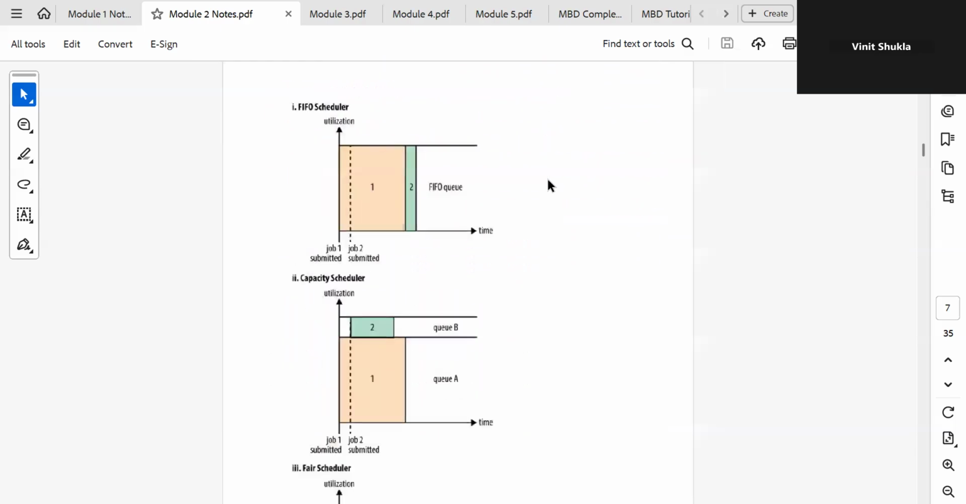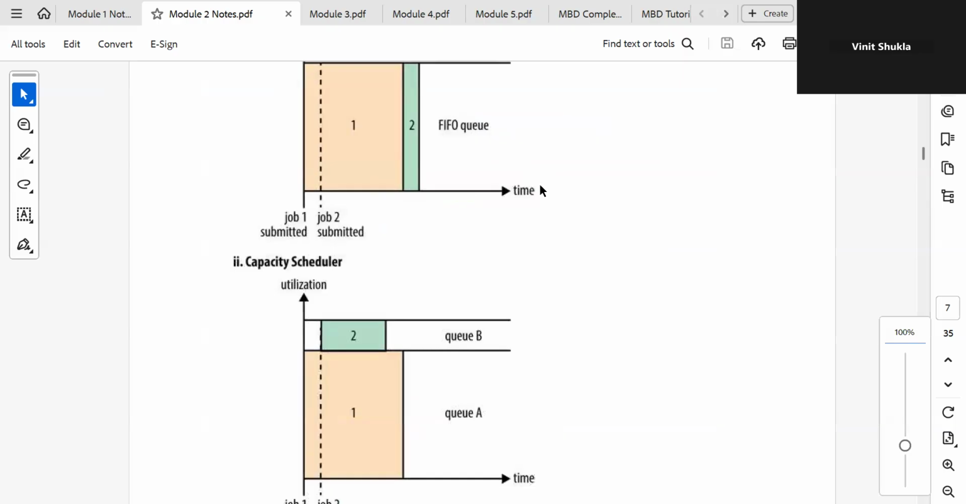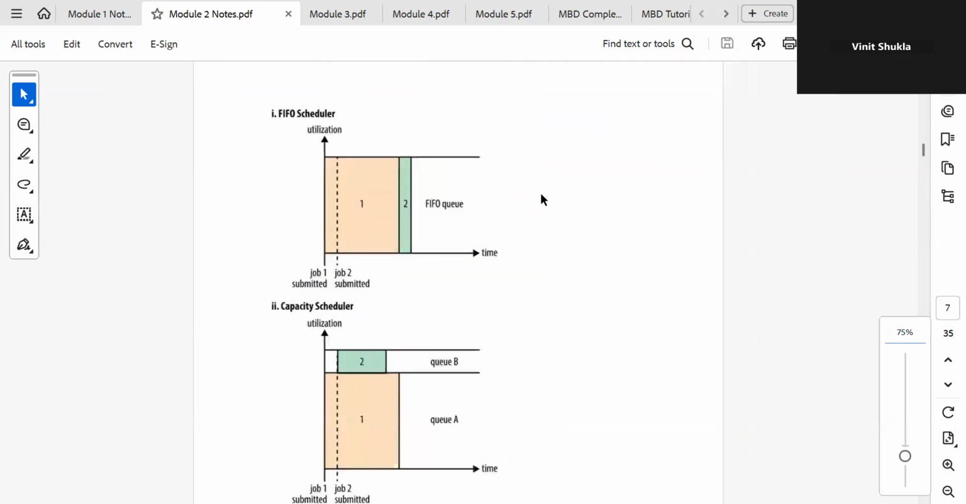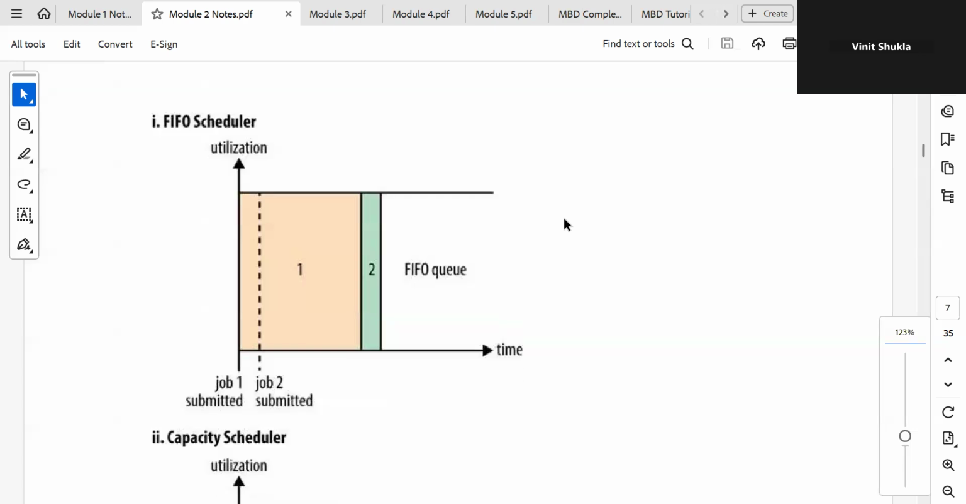Observe this diagram. I'm just zooming out. All three diagrams are available. One by one, let me explain the diagram. The first diagram is the FIFO scheduler, a graph plotted between utilization and time. In that, job 1 is submitted, job 2 is submitted, and you can observe that the jobs are assigned based on their order of arrival.